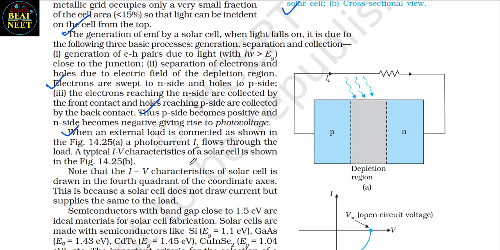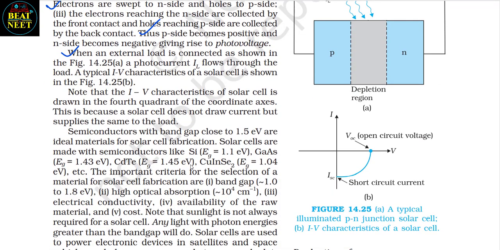When an external load is connected as shown in the figure 14.25, a photocurrent IL flows through the load. A typical IV characteristics of a solar cell is shown in the figure 14.25b. Note that IV characteristics of solar cell is drawn in the fourth quadrant of coordinate axis. This is because a solar cell does not draw current but supplies the same to the load.